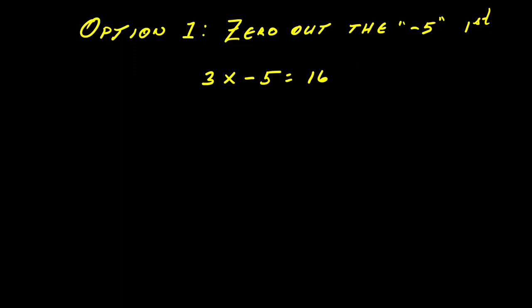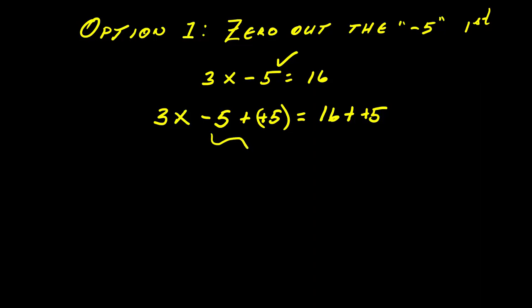To zero out the -5, we'll rewrite this as 3x subtract 5, and the additive inverse says if we add the opposite, and we have to do that to both sides. On the right-hand side, 16, we're going to add exactly the same value that we did on the left-hand side of the equation. So we'd add a positive 5. The additive inverse says that whenever you make that calculation right there, that's a 0.